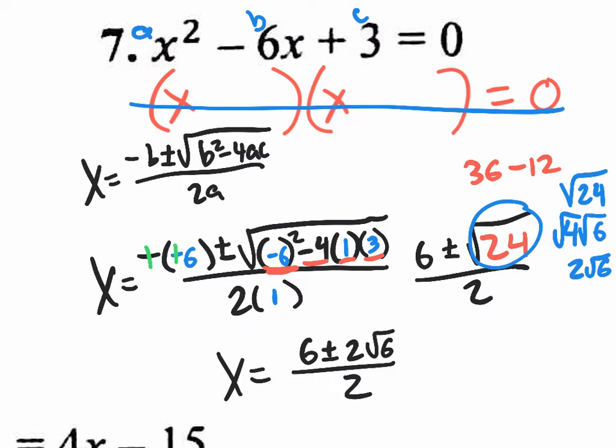And you could reduce this answer, everything by 2. So if you divide the 6 by 2, you'll get a 3. Divide the 2 by 2, you'll get a 1. Divide the 2 by 2, you'll get a 1. So your final answer is 3 plus or minus 1 square root of 6. But to be honest with you, that 1 is not necessary. You could just leave it square root of 6. So there's your answer, 3 plus or minus square root of 6.